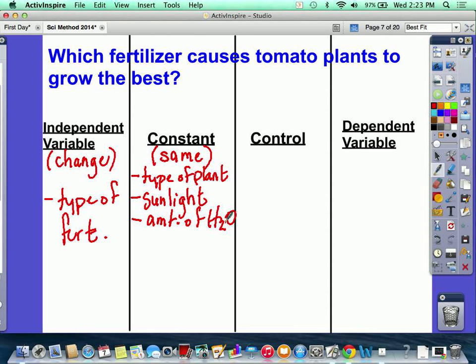Really quickly, discuss with your table group and see if there's anything else you can come up with. Besides those three things, is there anything else that needs to stay the same in our experiment?